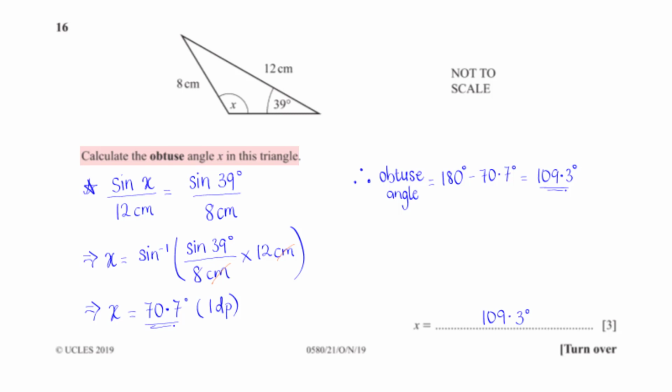We've been told in the question that angle x is an obtuse angle. And so to find this obtuse angle of x, we subtract 70.7 degrees from 180 degrees. And so this gives us x equals 109.3 degrees.